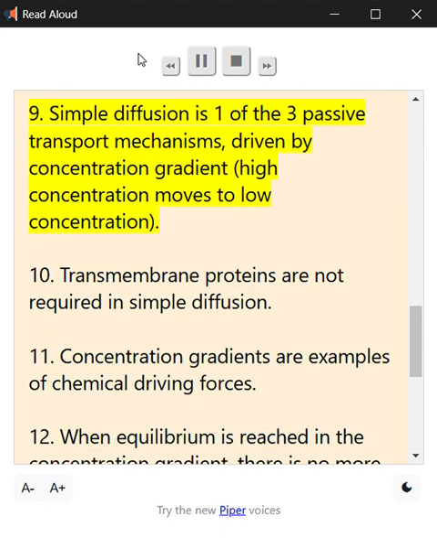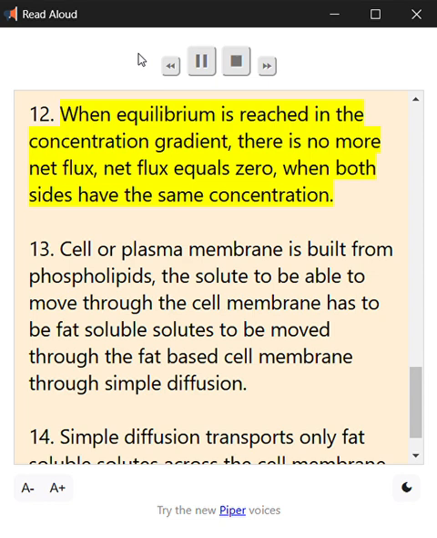9. Simple diffusion is one of the 3 passive transport mechanisms, driven by concentration gradient. High concentration moves to low concentration. 10. Transmembrane proteins are not required in simple diffusion. 11. Concentration gradients are examples of chemical driving forces. 12. When equilibrium is reached in the concentration gradient, there is no more net flux. Net flux equals 0 when both sides have the same concentration.